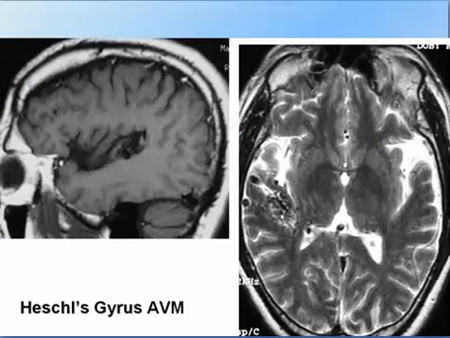Here we can find an AVM just posterior and just superior to the sylvian fissure, region of the sylvian fissure, just superior, just posterior. This is the auditory area, Heschl's gyrus.